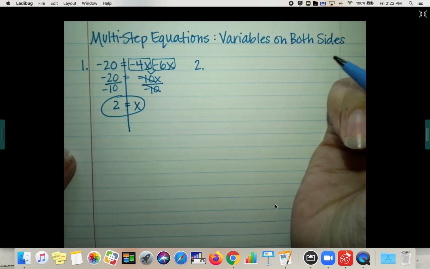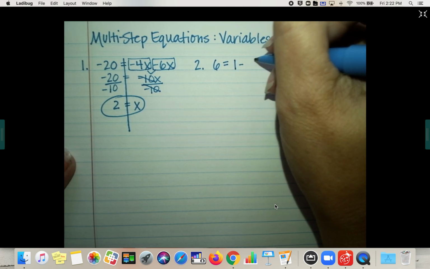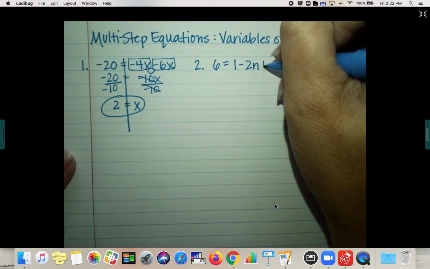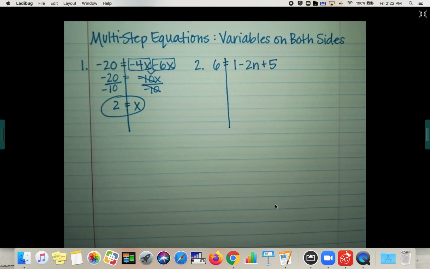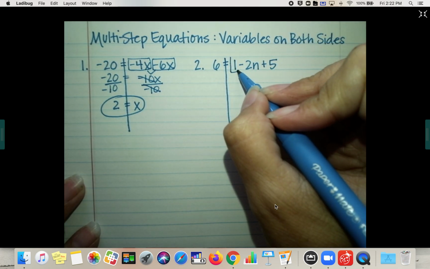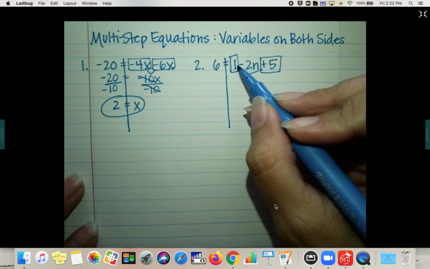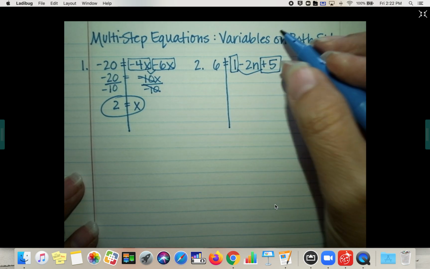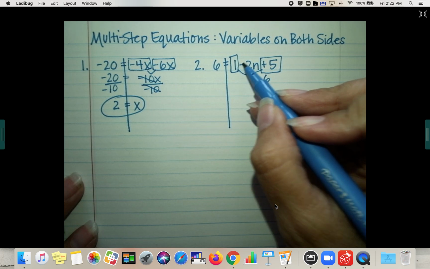All right, number 2, 6 equals 1 minus 2n plus 5. All right, so first thing I would do is look for like terms. I see a 1 over here and a 5. Remember, this guy has an n, so it doesn't have a like term. But 1 and 5 are, and that is a positive 1 and a positive 5, so it's 1 plus 5. 1 plus 5 is 6. I'm going to bring down this term. Don't forget it's a negative.